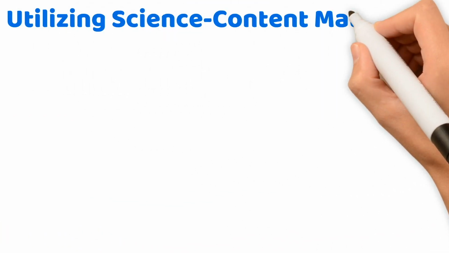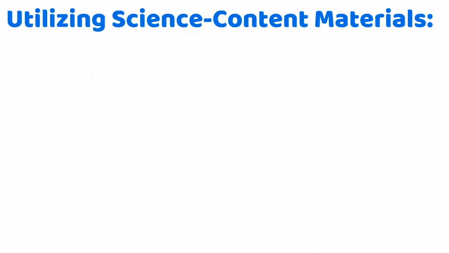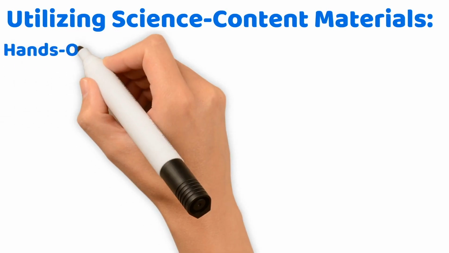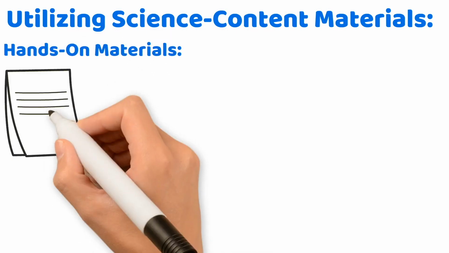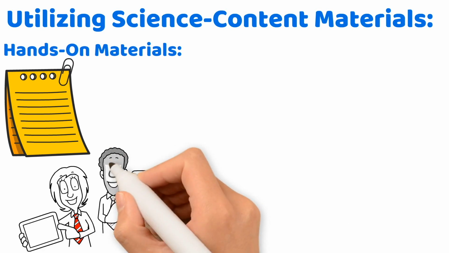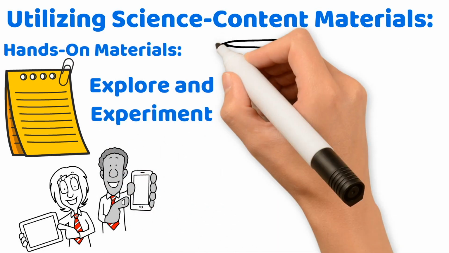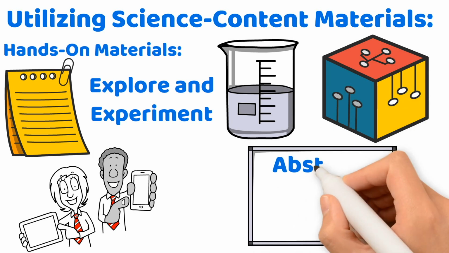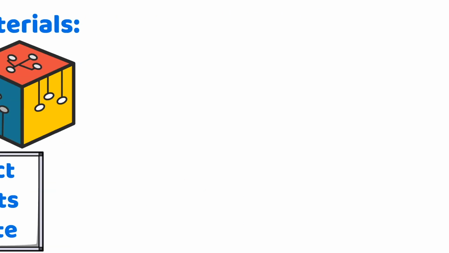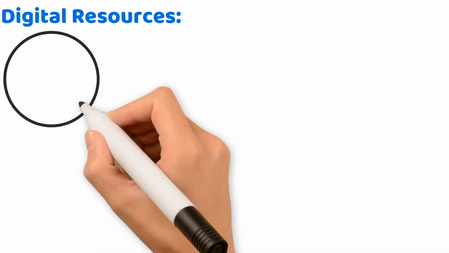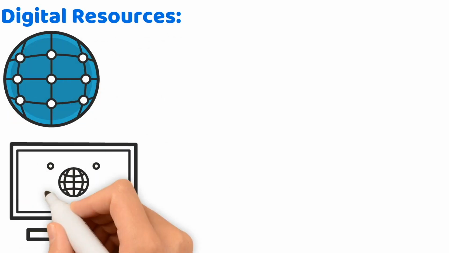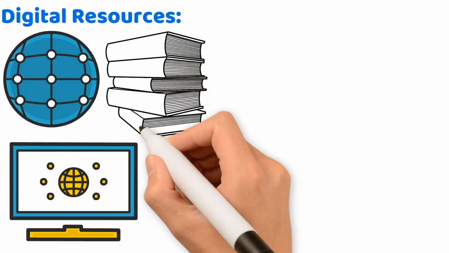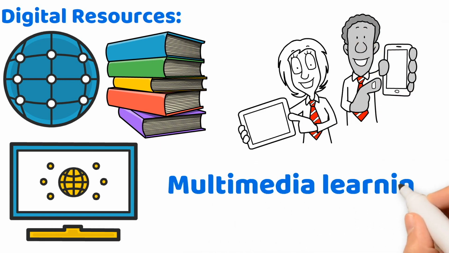Utilizing science content materials. To bring science concepts to life, use a variety of hands-on materials. Incorporate tangible materials that allow students to explore and experiment. From simple lab equipment to interactive models, these resources make abstract concepts concrete. Digital resources. Leverage technology like simulations and interactive websites to complement traditional materials, offering students a multimedia learning experience.